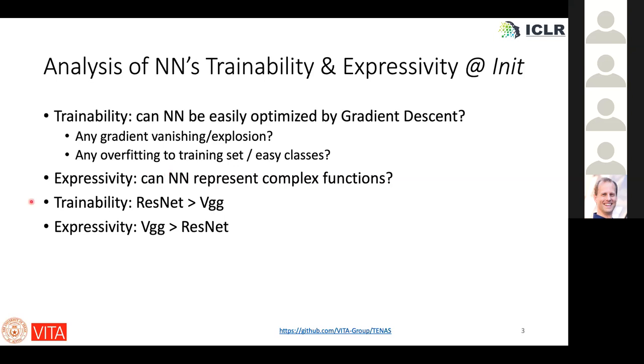But by combining these two notions, we can see that simply considering trainability or expressivity cannot directly tell us which network is good. We have to combine both of them to perform a more accurate evaluation.